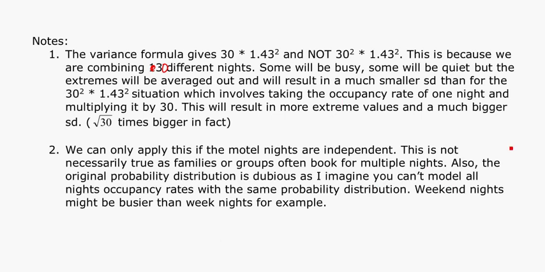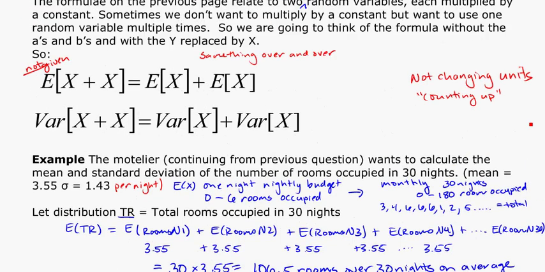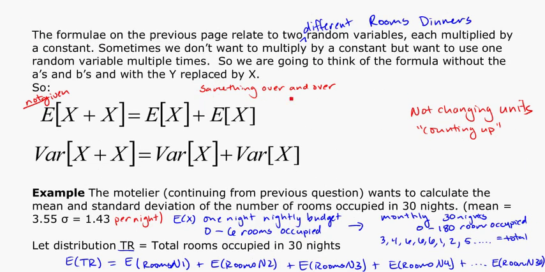So just one last time, when we're doing the same thing over and over again, or when we're not changing units, rooms and rooms and rooms and lots of rooms, you add things up, and the variances are not squared. So this becomes A times the mean of x, where A is the number of times, and this becomes A times the variance of x, where again A is the number of times. And this only works when you're not changing the units. Again, it's the same thing over and over again.